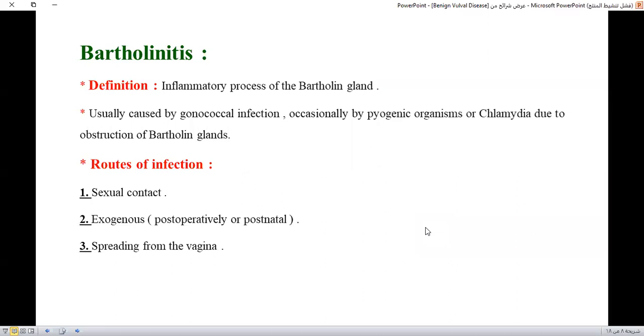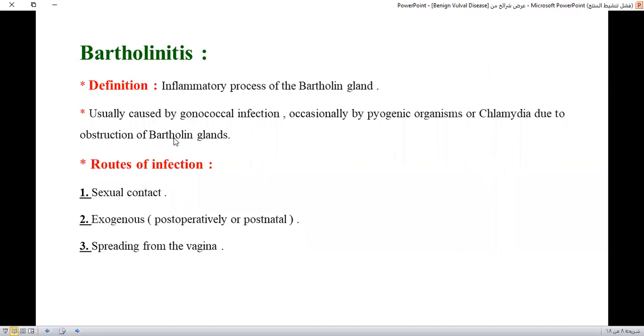Okay. We talk about Bartholinitis, the Bartholin gland. When an inflammatory process involves the Bartholin gland, this is Bartholinitis. Usually caused by gonococcal infection. So the most common cause for Bartholinitis is usually gonococcal, occasionally by pyogenic organisms or chlamydia. And this is due to obstruction of the Bartholin gland.